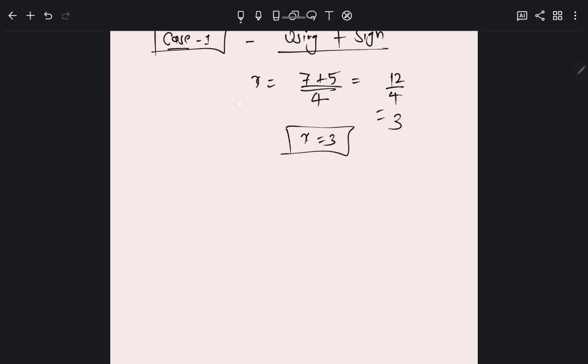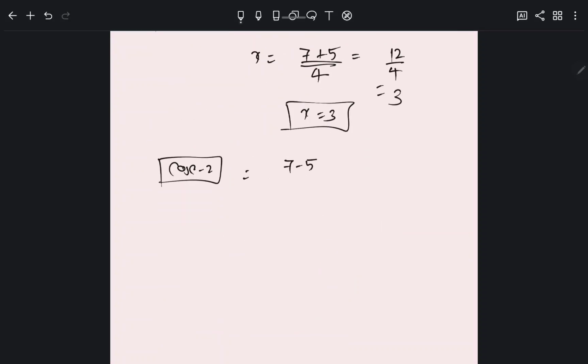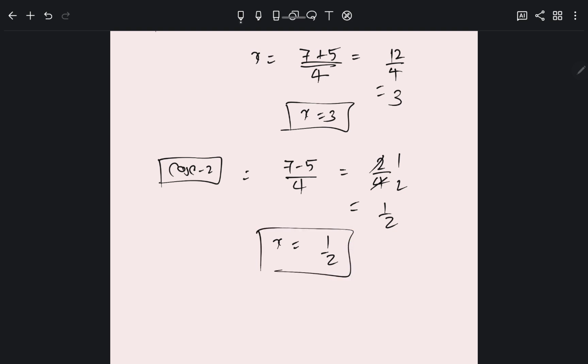Got it? And what about the second part? Case 2. Second part was our 7 minus 5 upon 4. Okay, that is 2 upon 4. You already know that, 1 by 2. So the other x value is 1 by 2. So this is the value, that is x equals 1 by 2.